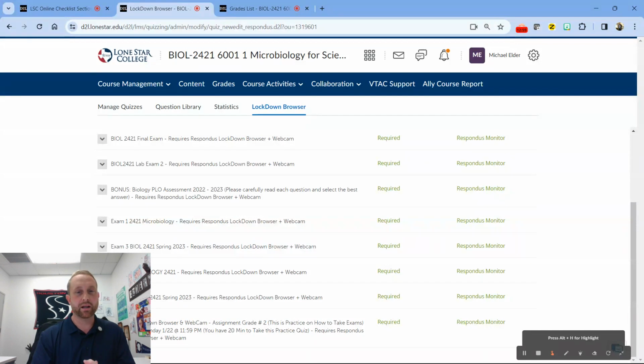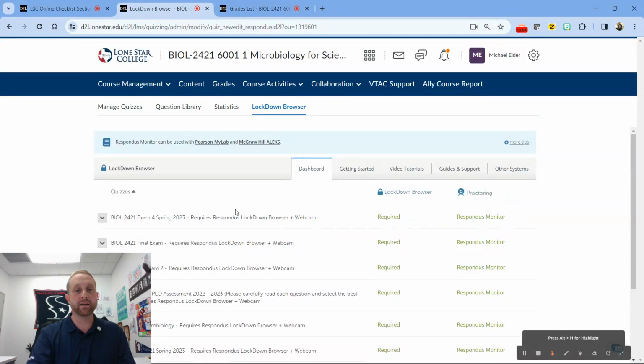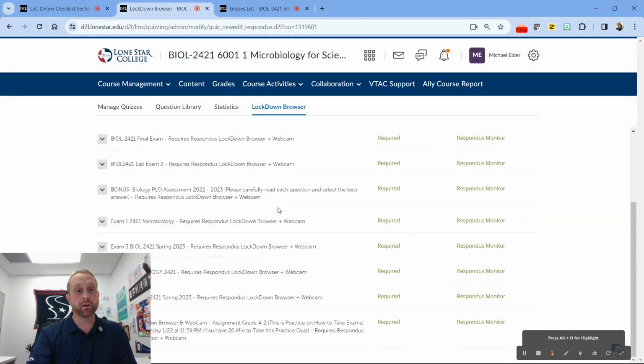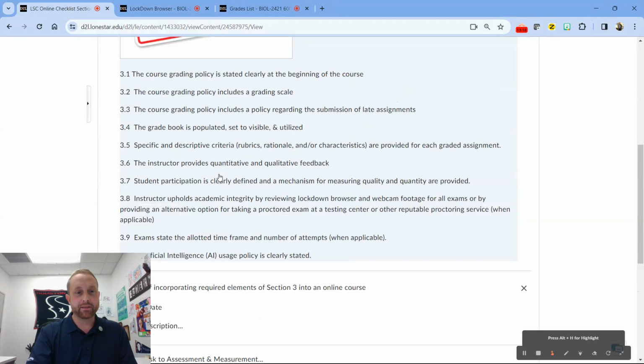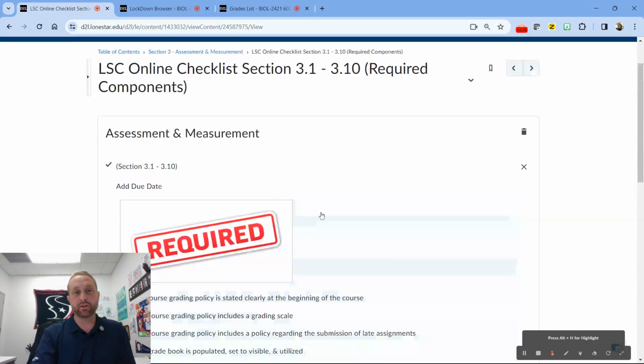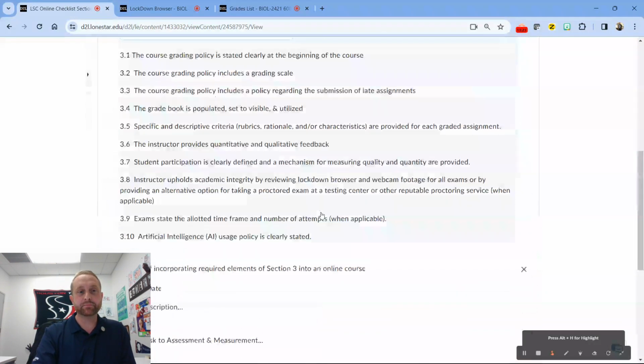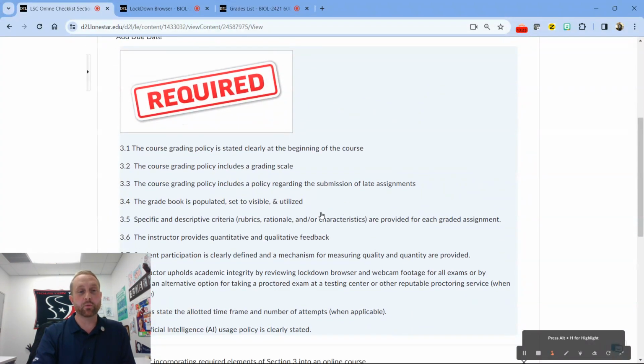So through some mechanism, be able to go back and review those videos and provide that place for students to take an exam where we know that they're taking the exam and they're doing it on their own and with their own knowledge. I think that kind of hits on all those different areas of that online checklist for 3 that are required components.